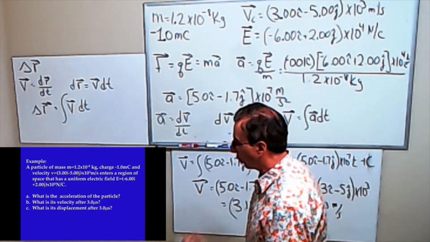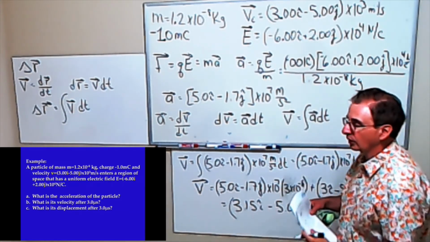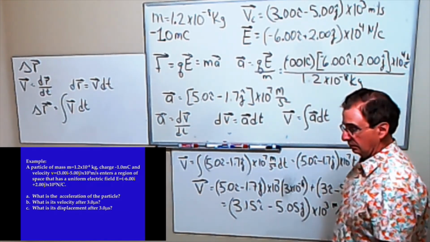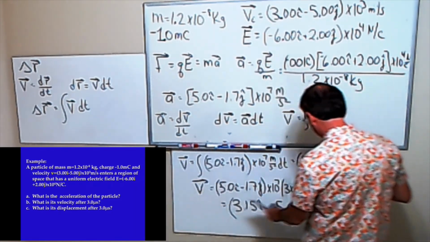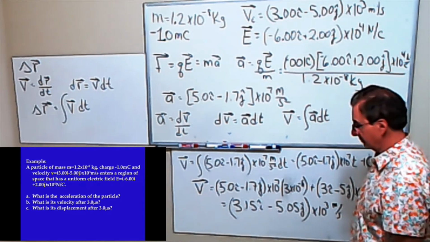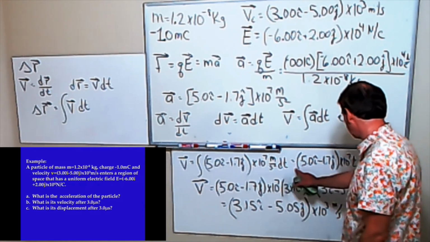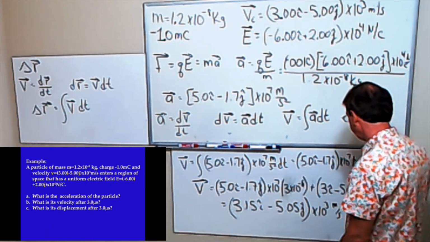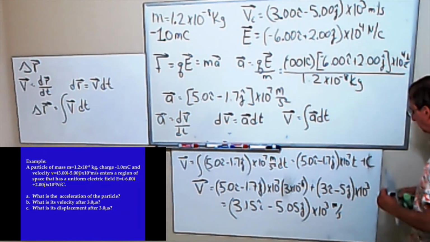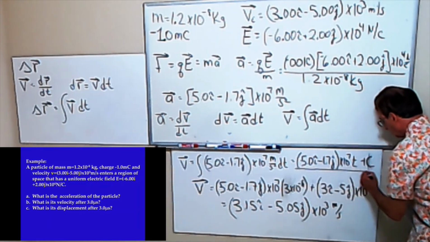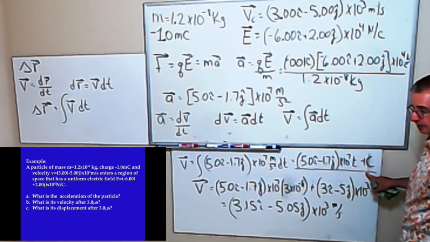And since I want delta R and then R itself, I really don't have to worry about the constant of integration. So all I've got to do is integrate this with respect to time. Actually, not this one. I need to integrate this with respect to time. Right here. And then put in 3 microseconds.